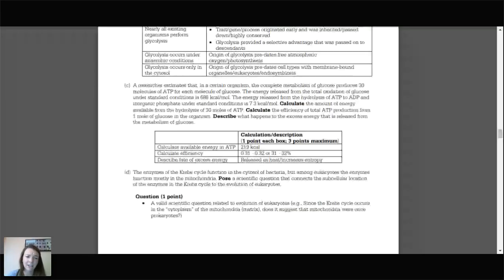What happens to the excess energy? Anytime we're losing energy, we're not actually losing energy, we're just releasing it as heat. So you can truly always say that. Yeah, heat. That's also why we lose so much energy.